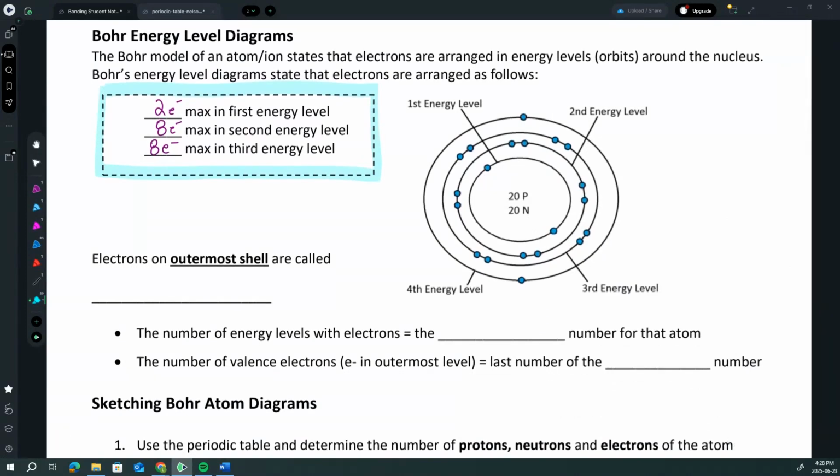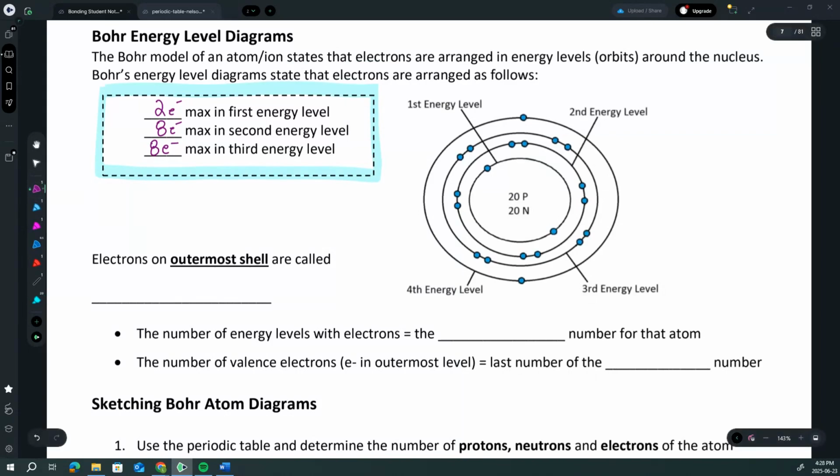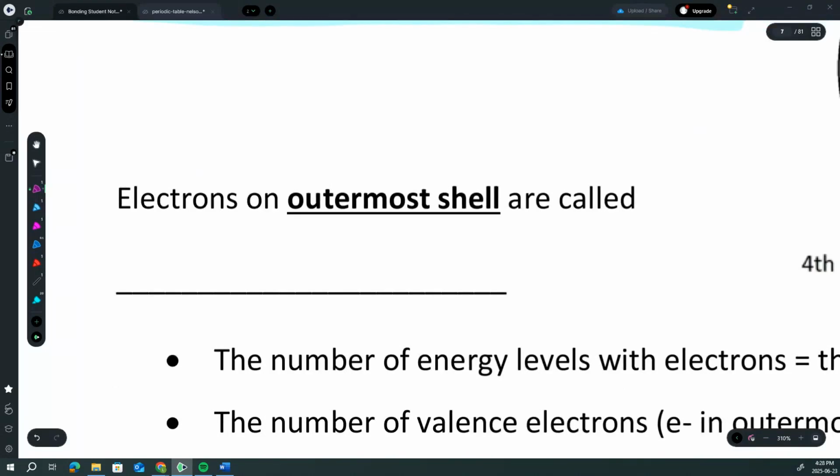The electrons in the outermost shell of a Bohr energy level diagram have a special name. These are called valence electrons.